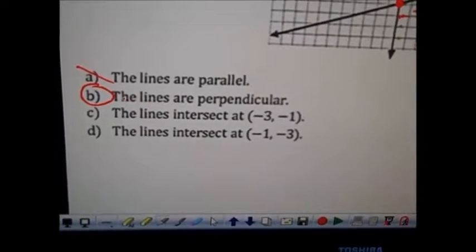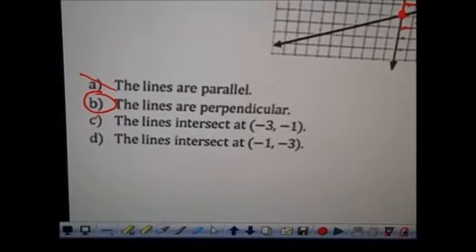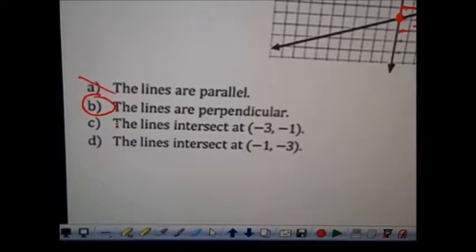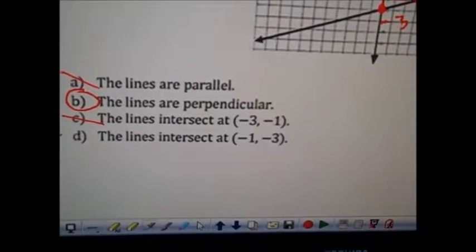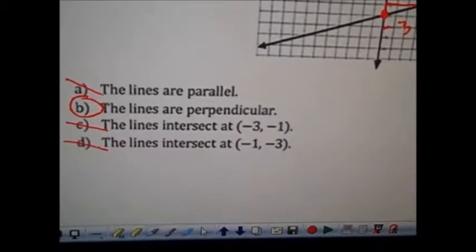Not parallel because they're not the same slopes. And then they do not intersect at negative 3, negative 1. And they do not intersect at negative 1, negative 3.